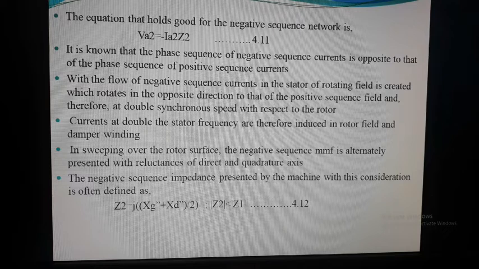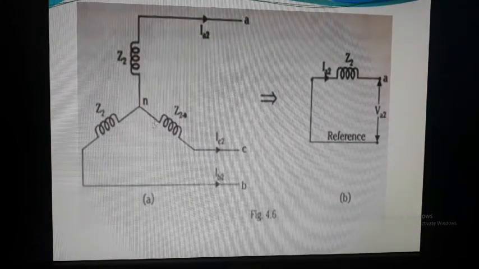Then, in sweeping over the rotor surface, the negative sequence MMF is alternately presented with the reluctances of the direct and quadrature axis. The negative sequence impedance is given by Z2 = j(Xg'' + Xd'')/2, and we always see that Z2 is less than Z1. Z1 is the positive sequence impedance and this is the negative sequence impedance. The negative sequence impedance is less because it is the average of Xg'' and Xd'', that is (Xg'' + Xd'')/2. This is the negative sequence network, on a three-phase basis and a single-phase basis.